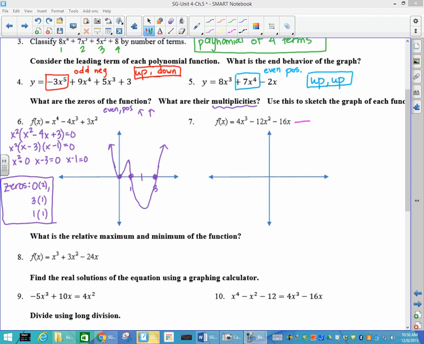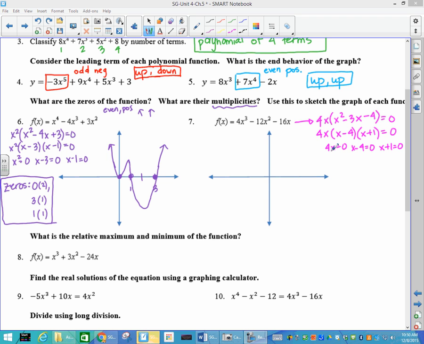Okay, so over here we go factor. There's a common 4x. So 4x leaves me with x squared minus 3x minus 4 equals 0. So 4x, and that gives me x minus 4, x plus 1 equal to 0. So I have 4x equals 0. I have x minus 4 equals 0, and I have x plus 1 equals 0.